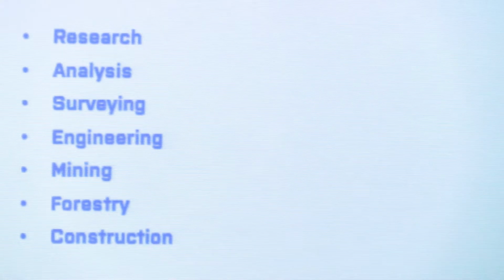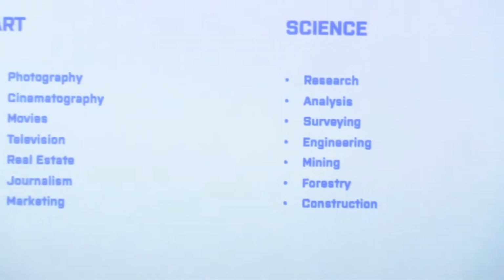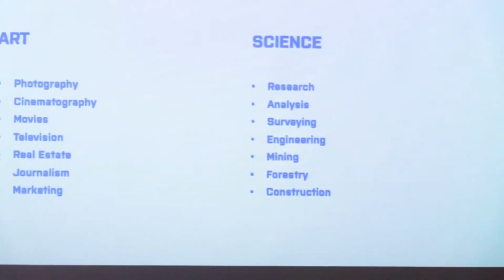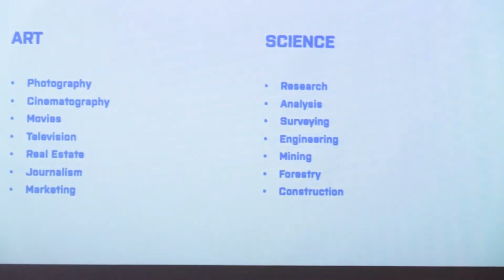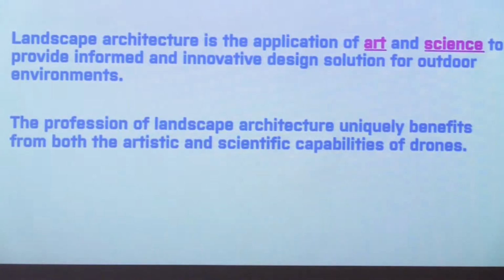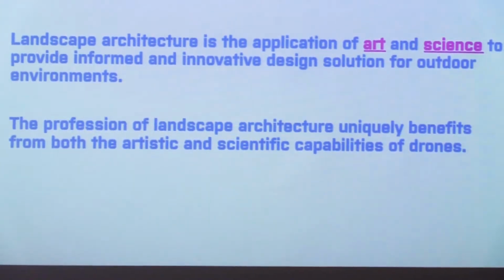Today I'm going to be talking about drone-aided design and the many applications of drones in landscape architecture. Currently, there are two major realms that drones can be used professionally. The first one is art, and the other one is the sciences. Art is mainly visual things such as photography, cinematography, things for real estate and marketing. Scientific applications would be more for research, analysis, surveying, forestry, things that are more driven by data. And since landscape architecture is the application of both art and science, it uniquely benefits from the use of drones in our profession.